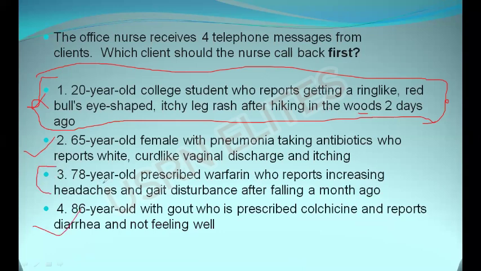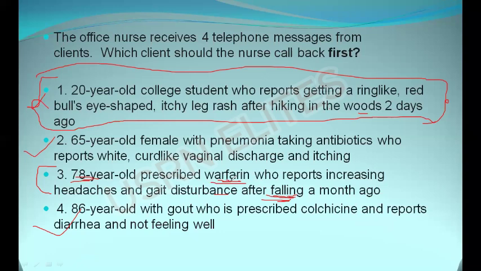So look at 3. A 78-year-old who has been prescribed warfarin. So the person is taking warfarin. That's what it means. And the person reports increasing headache and gait disturbance after falling. The person even fell. So just imagine, warfarin is an anticoagulant, and the person fell. Look at the age too. Though age is not a factor, when it comes to a fall, you have to look at the age. A 30-year-old person, it depends on the extent of the fall, though, but older adults have this tendency of falling. You know how frail they are, their body and everything.